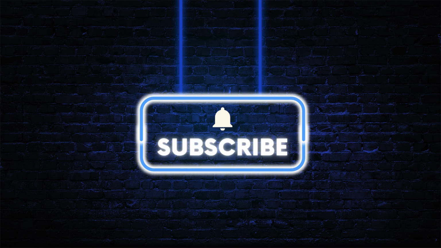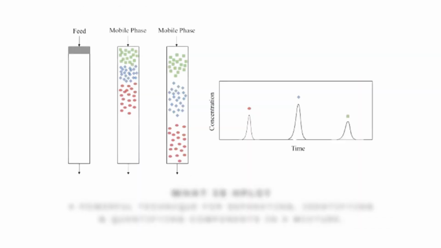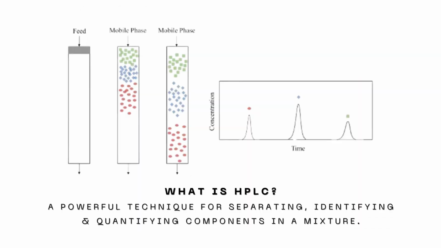Today, we are diving into one of the most essential techniques in analytical chemistry, which is high-performance liquid chromatography, or HPLC in short. HPLC is a powerful method used to separate, identify and quantify components in a mixture. It's widely used in pharmaceuticals, food safety, environmental analysis and more. But how does it work?